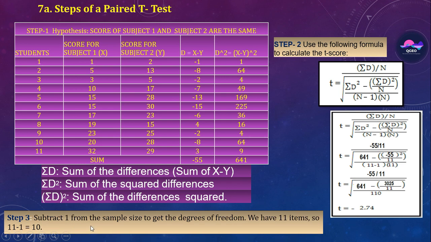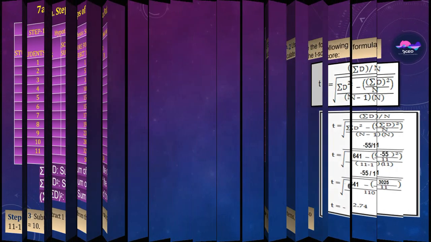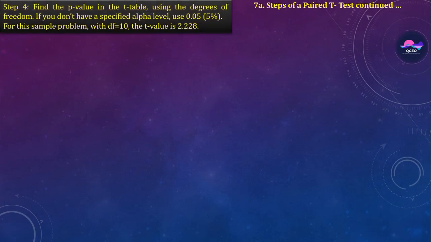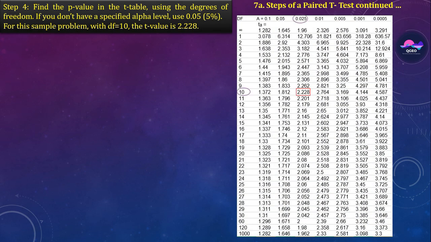Subtract 1 from the sample size to get the degree of freedom. We have 11 items, so the degree of freedom will be 10. 11 minus 1 is equal to 10. Now step 4, find the p-value in the t-table using the degree of freedom. If you do not have a specified alpha level, use 0.05 or 5%. For this sample problem with degree of freedom 10, the t value is 2.228.